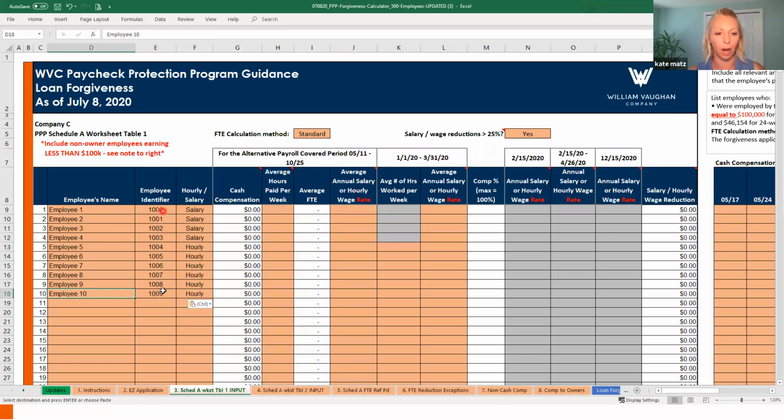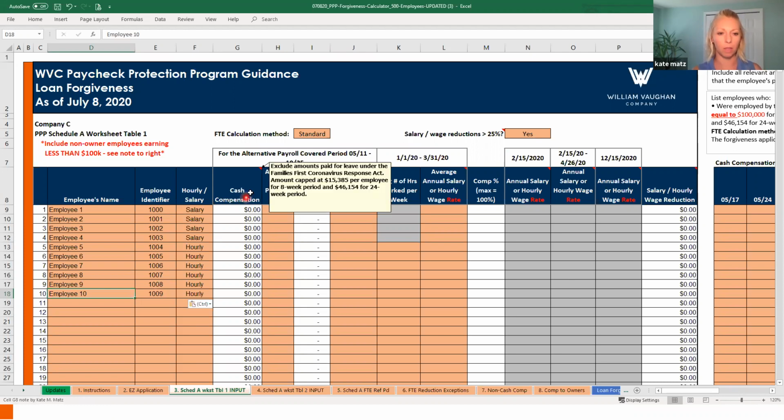This identifier column is important because some of these tabs are actually going to be looking at and comparing the information that you're entering by employee on the various tabs, and it uses this identifier to match that up. So you want to make sure that you plug in that identifier and that it's accurate through the tabs so that it knows how to match up those employees.